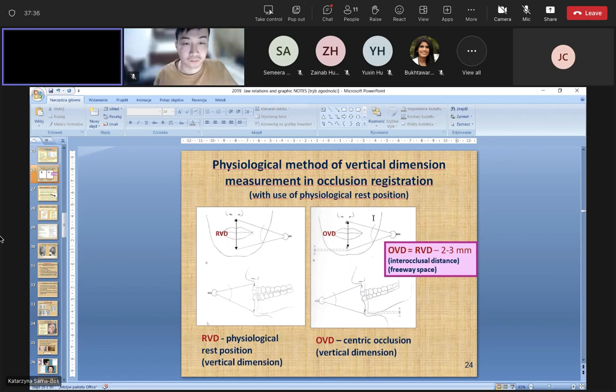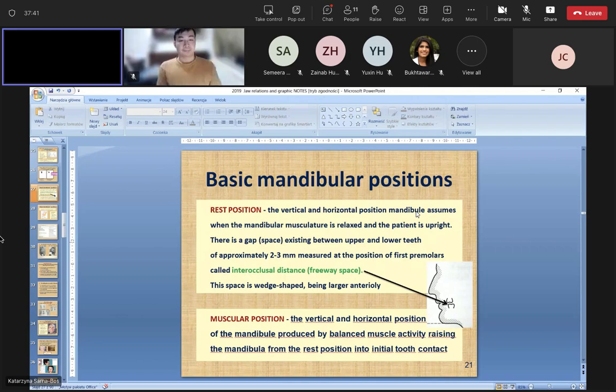And then you have to know some basic mandibular positions. Before we start talking about the methods of determination of vertical dimension, you have to know something about basic mandibular position. First of all, rest position. The vertical and horizontal position the mandible assumes when the mandibular musculature is relaxed and the patient is upright. Muscles that close and open the jaws are in balance and at the same time balance the gravity.